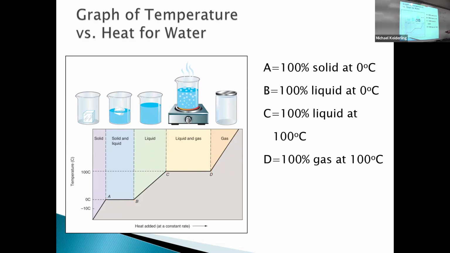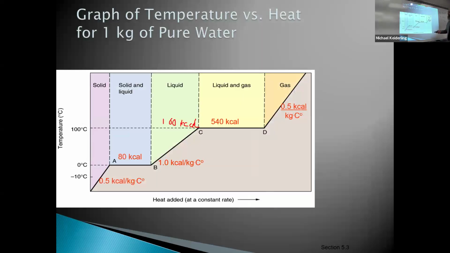So at point A, it's 100% solid. At point B, it's 100% liquid. Both of those are at 0 degrees Celsius. Sorry, at point C, it's 100% liquid at 100 degrees Celsius. At point D, it's 100% gas at 100 degrees Celsius. So this is sort of a graph of temperature versus heat for 1 kilogram of pure water.